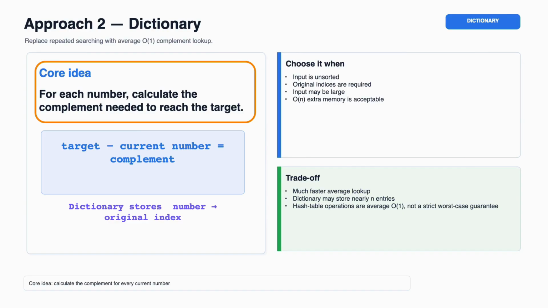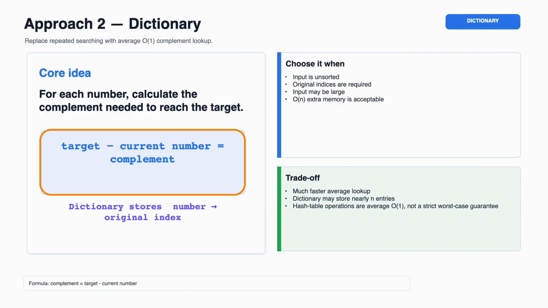The main idea is to replace repeated searching with fast dictionary lookup. For each number, we calculate the value required to reach the target. This required value is called the complement. The formula is target minus current number equals complement. For example, suppose our target is 9 and the current number is 2. The complement will be 9 minus 2, which equals 7.